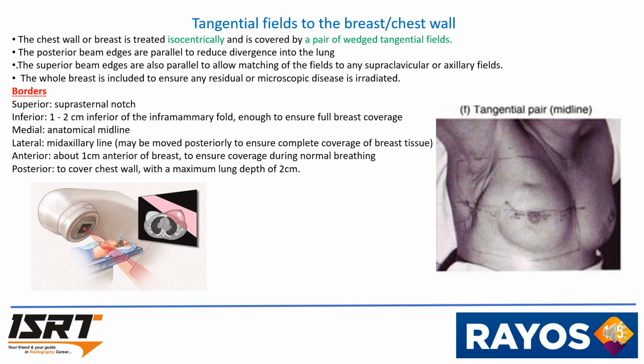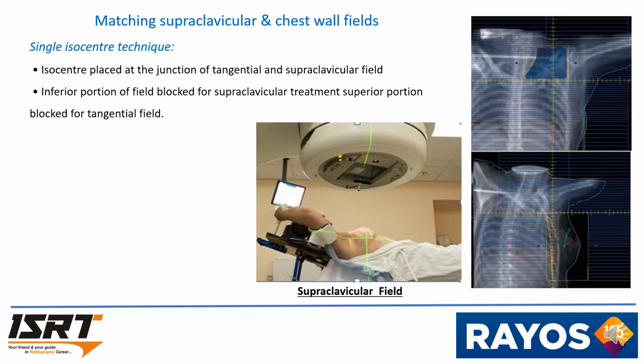Borders. Superior border is suprasternal notch. Then inferior is 1 to 2 cm inferior of the inframammary fold, enough to ensure full breast coverage. Then medial border is the anatomical midline. Lateral is mid-axillary line, may be moved posterior, matching supraclavicular and chest wall fields.